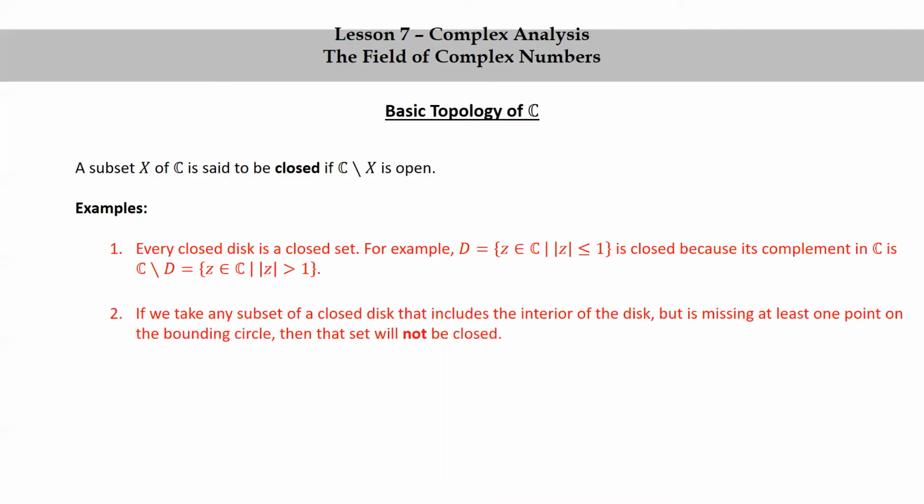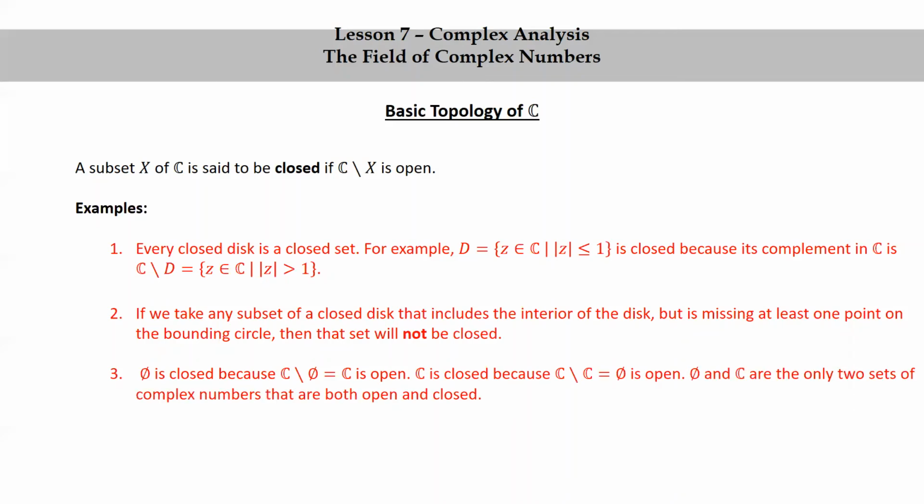Two, if we take any subset of a closed disk that includes the interior of the disk but is missing at least one point on the bounding circle, then that set will not be closed. The empty set is closed because C minus the empty set, which is C, is open. And C is closed because C minus C is the empty set, which is open. The empty set and C are the only two sets of complex numbers that are both open and closed.